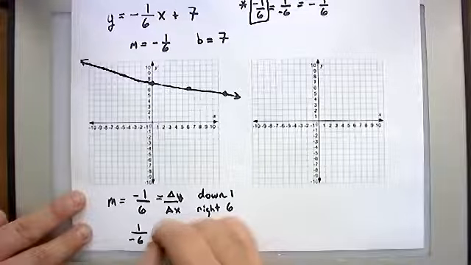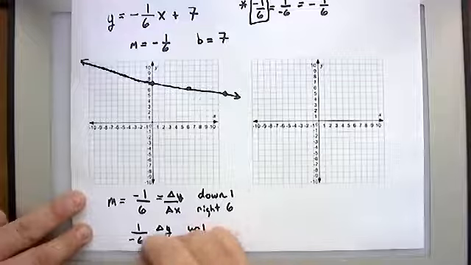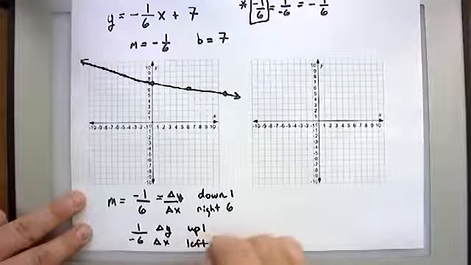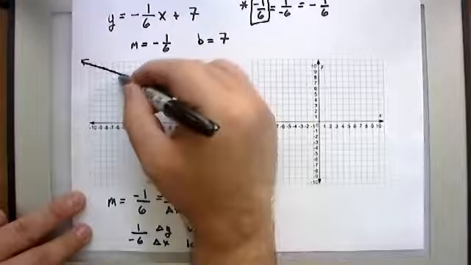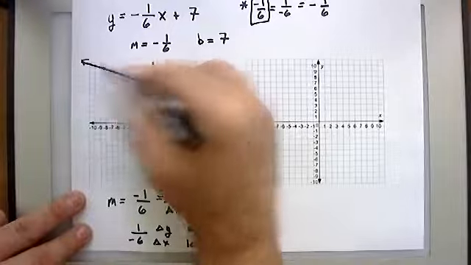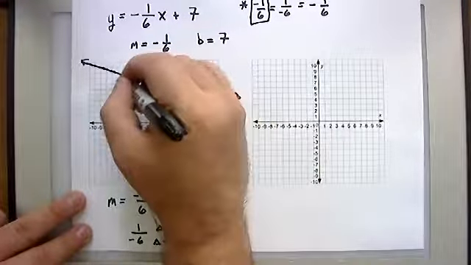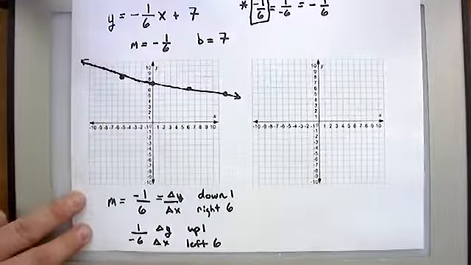So if the top was +1, wouldn't that be up 1? And if the 6 was negative, and that's the change in x, wouldn't that be left 6? And you might say, well, those are totally different, but think about it. If you go up 1 and left 6, you're going to end up right over here, which, if I drew my line normally, is where it should fall. Up 1, left 6 would be right here, which is where it would fall if my line was drawn straight, okay?